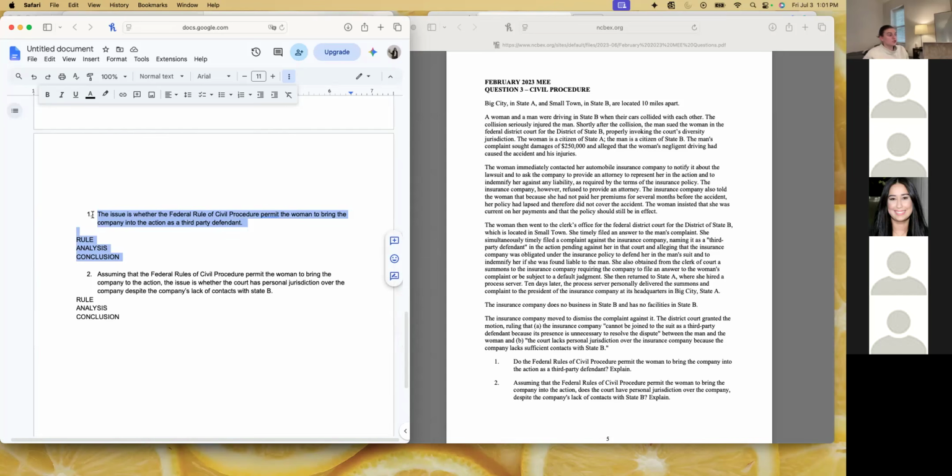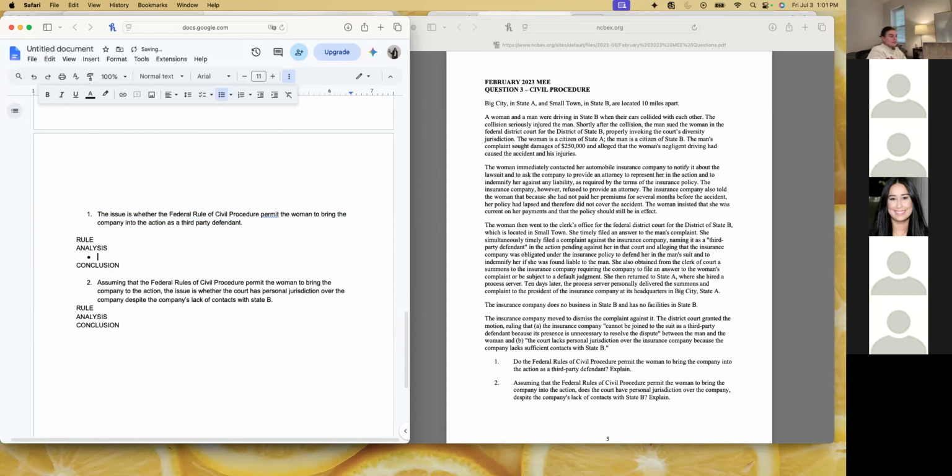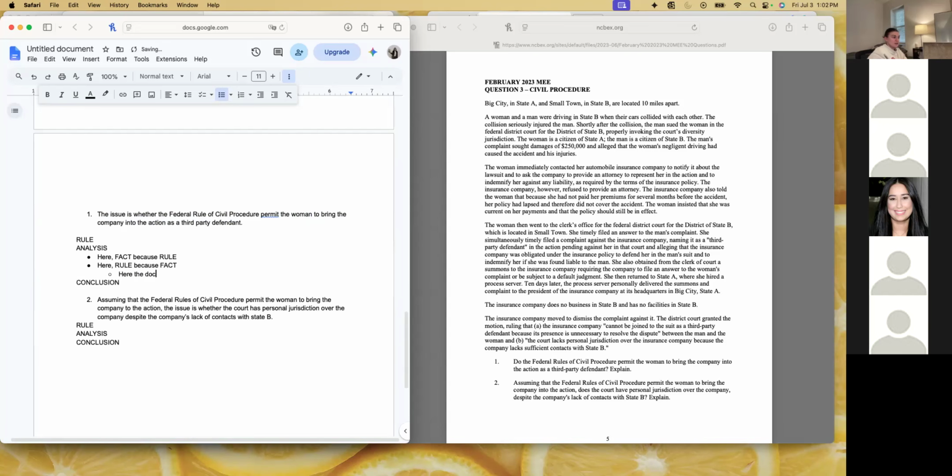As it pertains to the structure of your analysis, sentences for the most part should follow this structure. Here, fact, because, rule. Or here, rule, because, fact. So for example, here the doctor was negligent because, or maybe rule is a bad word, standard is maybe a better way. Here the doctor was negligent because he left a sponge in the patient.